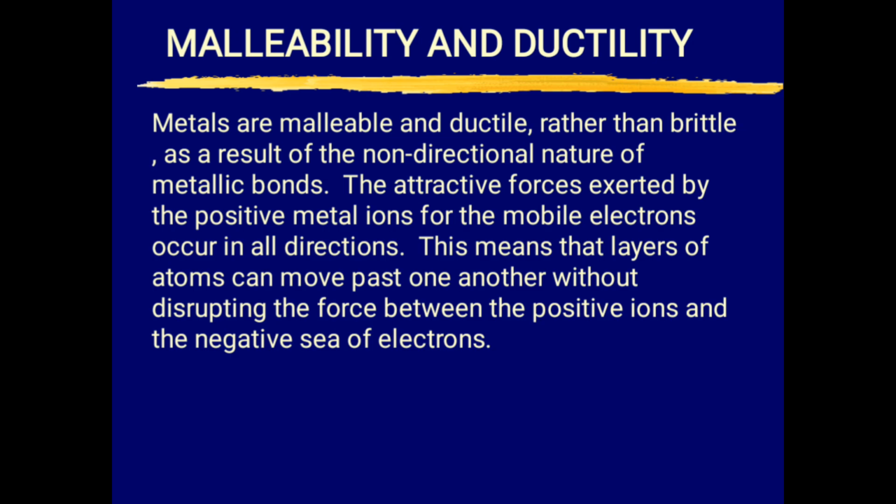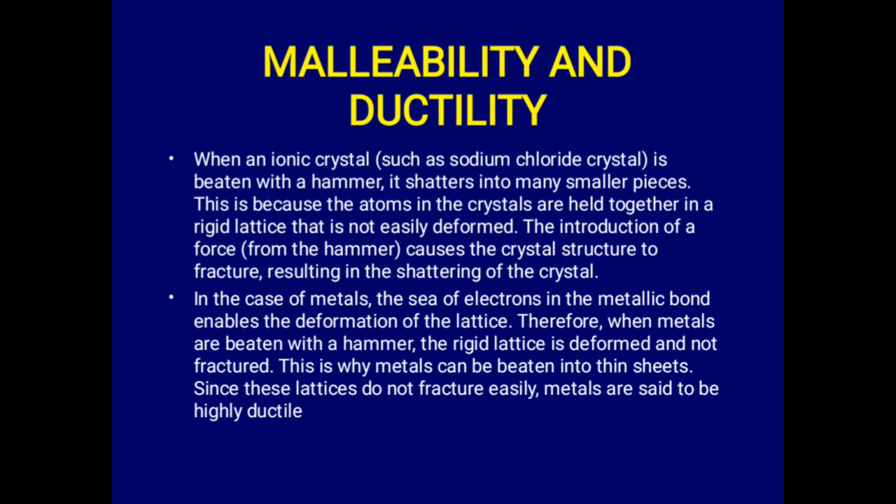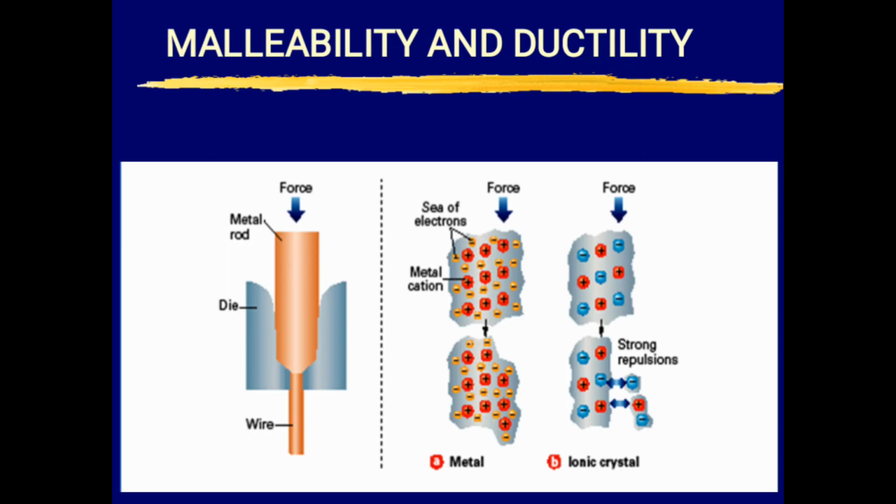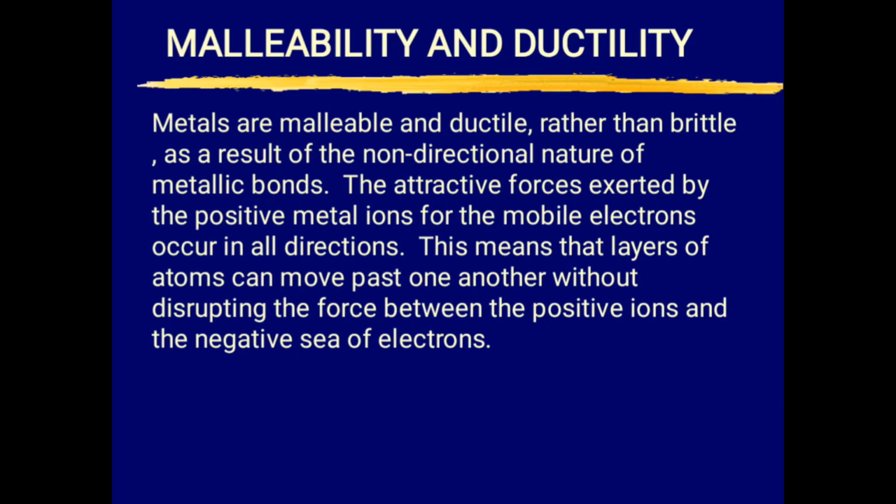And because they can be beaten into sheets, of course they can also be drawn into wire, and that's why we say they are highly ductile as well. So metals are generally malleable, they can be hammered into sheets, and ductile, drawn into wire. You can see that. They can be drawn into wire.